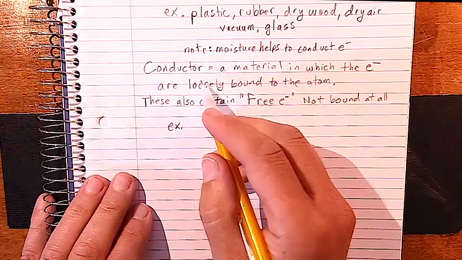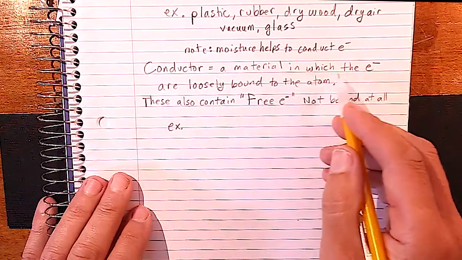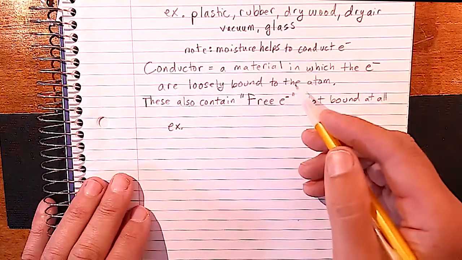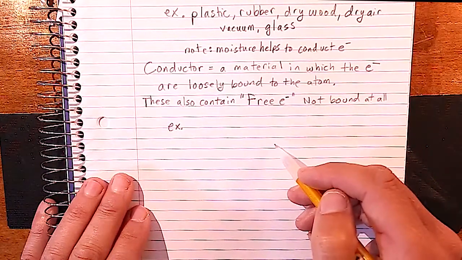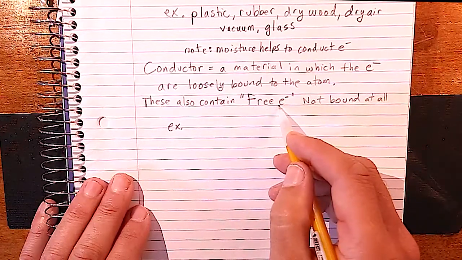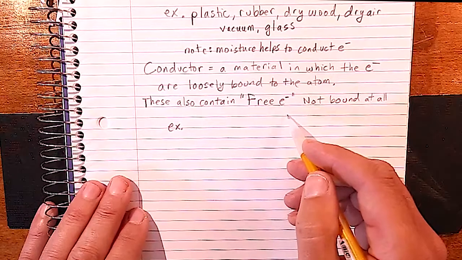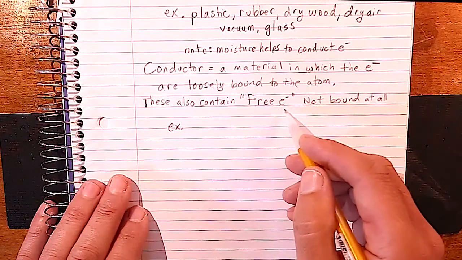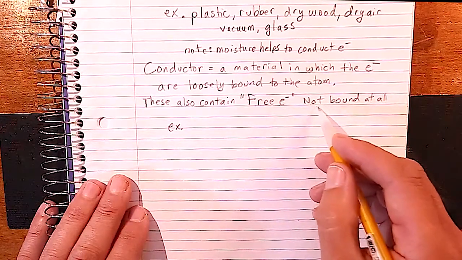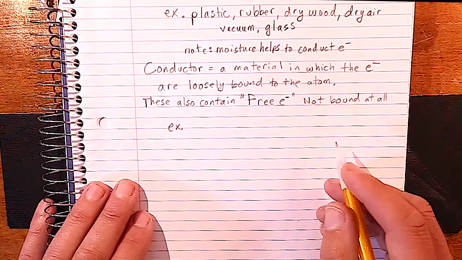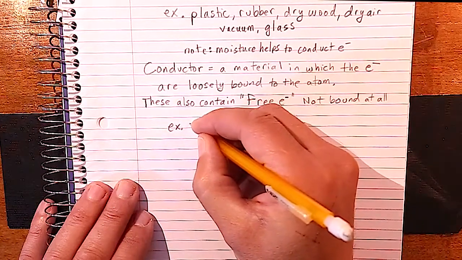Okay, so then what is a conductor? Well, a conductor is the opposite. It's a material in which the electrons are loosely bound. In other words, they're very easy to remove from the atom. There are also things called free electrons. Now, what's a free electron? A free electron is an electron that's just hanging out inside the conductor. It's not bound to any atom at all. It's just sort of free floating around.